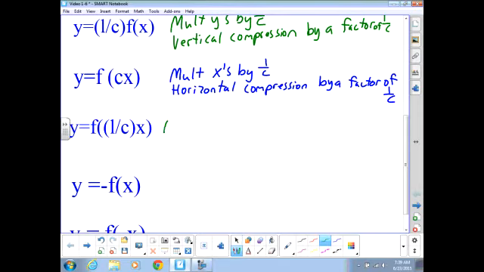For the next one, we're multiplying the x's again by the reciprocal, so by c. So again, assuming c is some number greater than 1, when you multiply by a number greater than 1, it makes things bigger. So this would be a horizontal stretch by a factor of c.